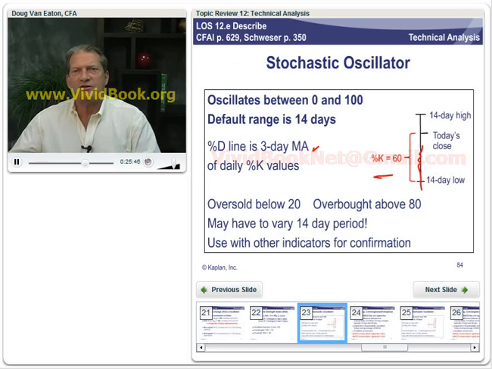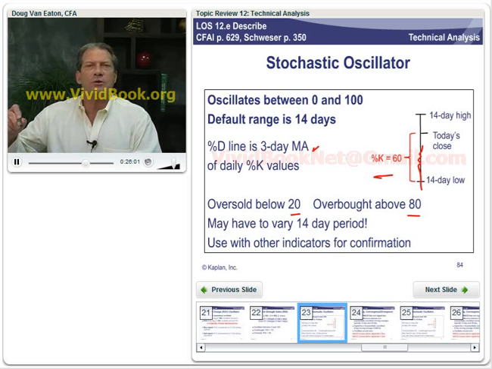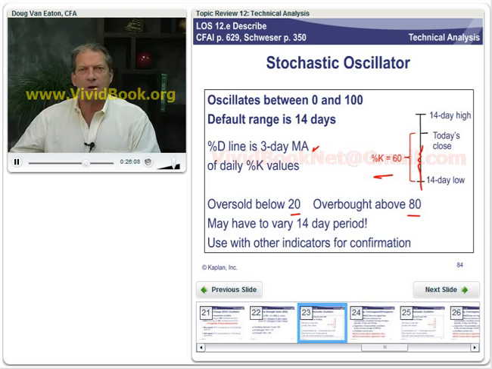But as I suggested, it's not necessarily true that 20 and 80 are the right numbers to use for overbought and oversold. You may look at this indicator for an individual security and see that it always bounces between 30 and 70. Well, in that case, 30 would be your oversold mark and 70 would be your overbought mark. And these 14-day periods and these numbers can be specific to individual securities.